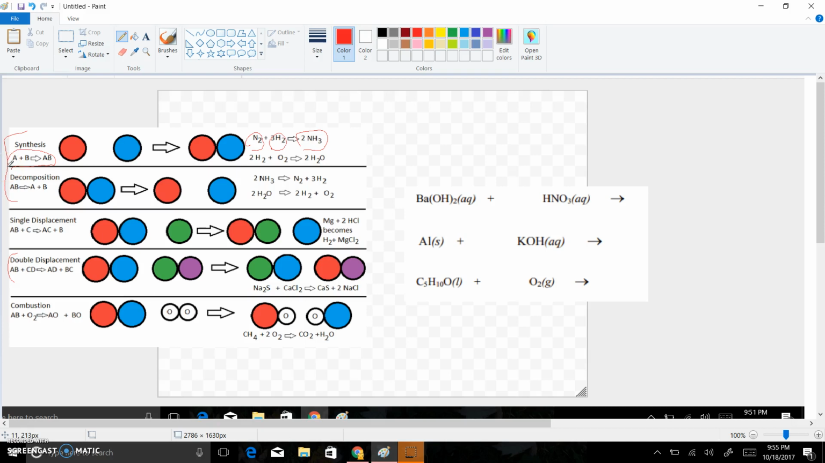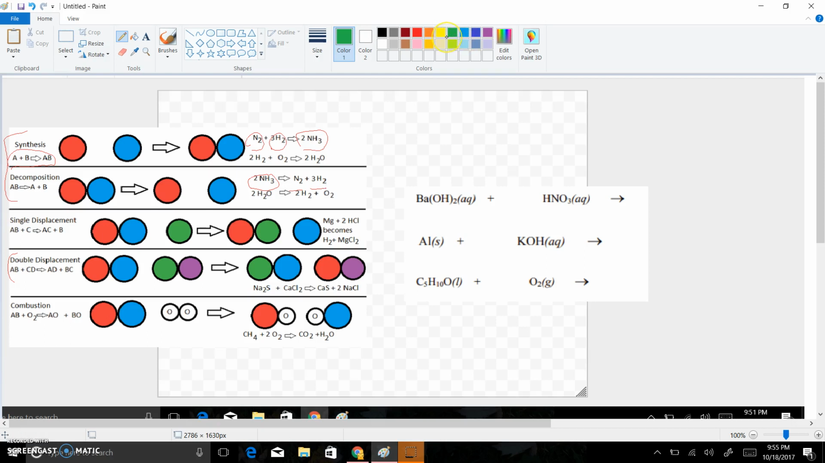Decomposition is the opposite of that. Start with something that's really complex, like NH3, and break it down to its simpler parts. Now, it doesn't have to go all the way to just its pure elements, like you can see here, diatomic molecules in the pure element form, but it does have to go simpler. So decomposition is the idea that you're going to break it into simpler parts.